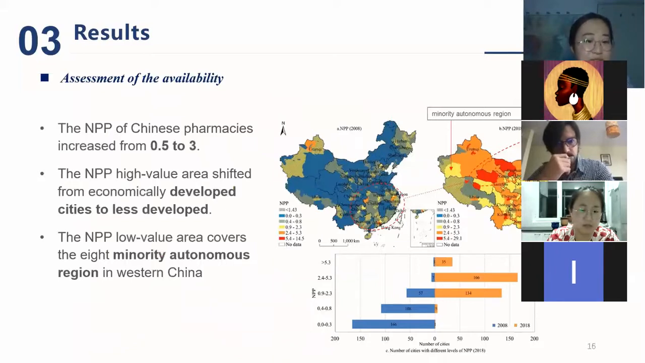The next result is about assessment of the availability. The NPP of Chinese pharmacies increased from 0.5 to 3, and the high-value area shifted from economically developed cities to less developed cities, while the low-value area covers the 8 minority autonomous regions in Western China.